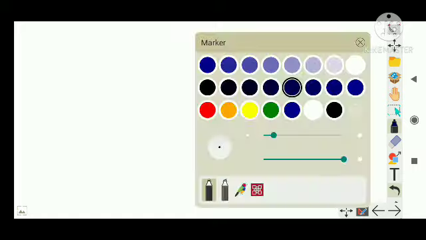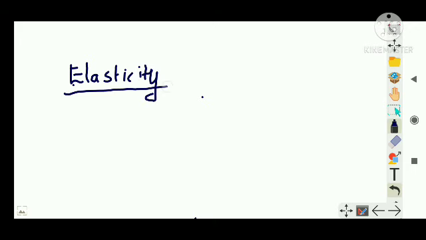So the first term which you have to know while dealing with this chapter is called elasticity. If you are asked what is an elastic object, or if you say that an object has the elastic property, what do you mean by that? See, the property of a body by virtue of which it tends to regain its original size and shape when a force is applied is known as elasticity.